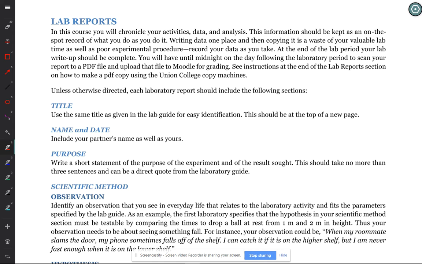Then you have the purpose. The purpose, you can just quote the purpose that's in the lab guide. Those things are short. It's just, why are you doing this lab? I want students to always understand there's a reason for these labs. They're not just random busy work to keep you occupied because I have to get you in here for a few hours every week. And I think it's another 5 points for the purpose. Then you come to the thing that will take the most time, at least initially, the scientific method portion.